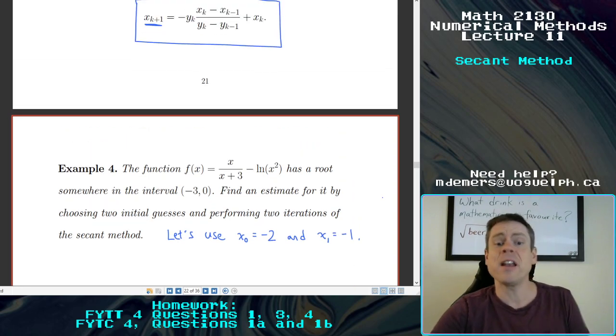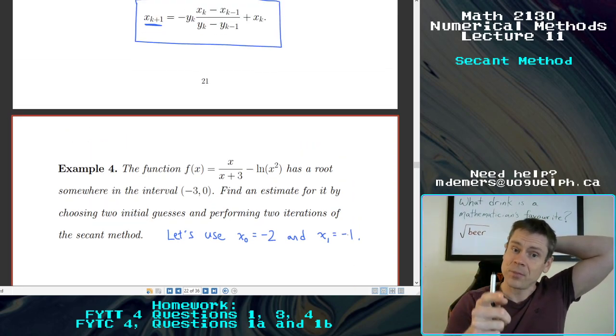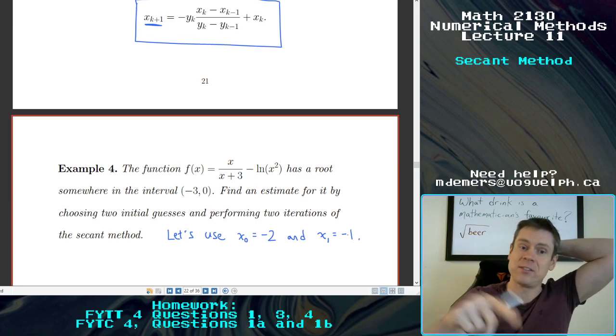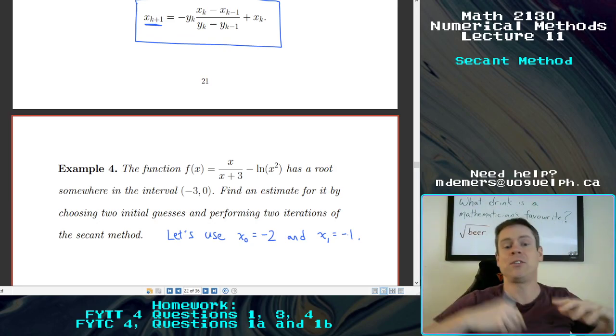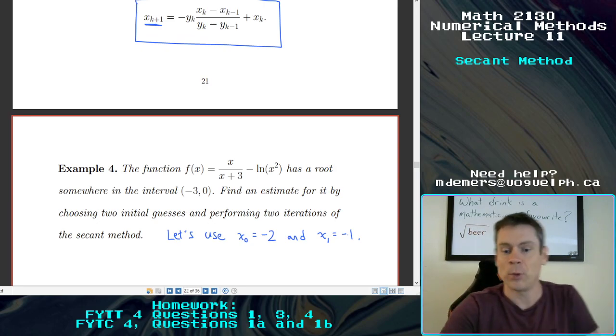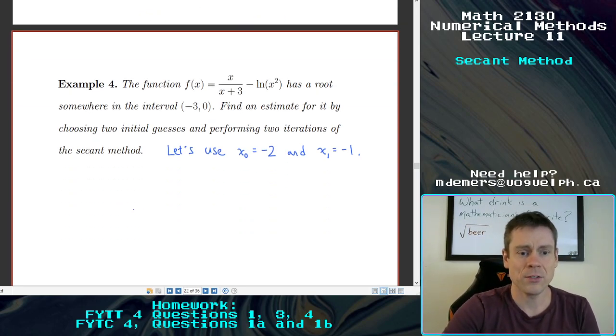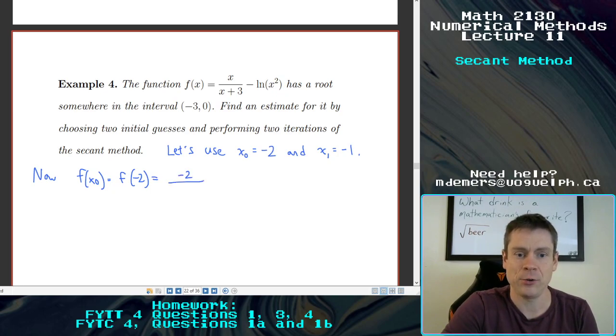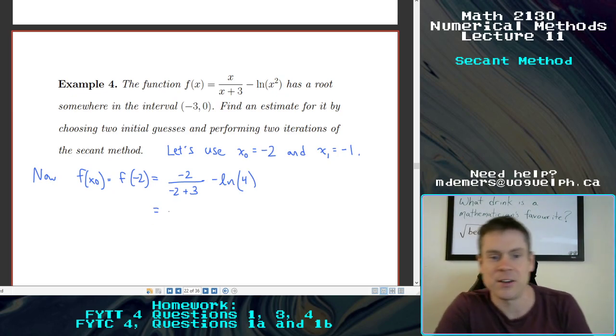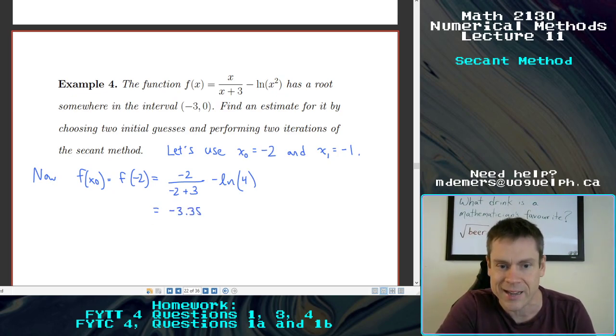I'm going to need the y values associated with each one of these to put in the formula to find x2. So let's calculate f of x0 and f of x1. So f of x0 is f of minus 2, which is going to equal minus 2 over minus 2 plus 3, minus the ln of negative 2 squared, which is 4. So this works out to, if you do this right, I've calculated this in advance, minus 3.3863. That's enough precision for me.